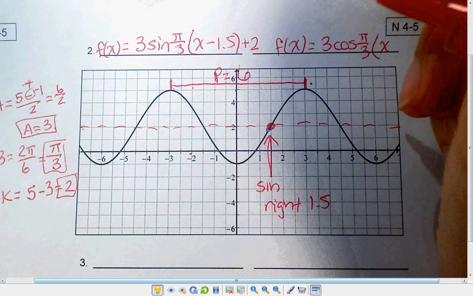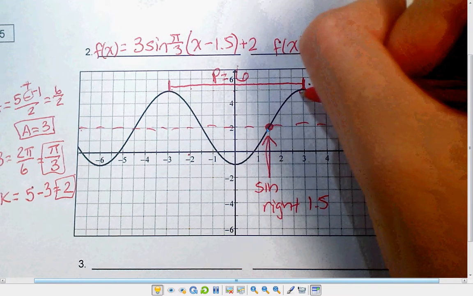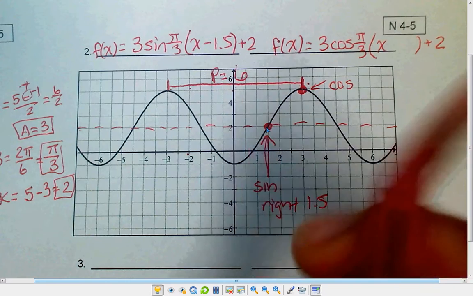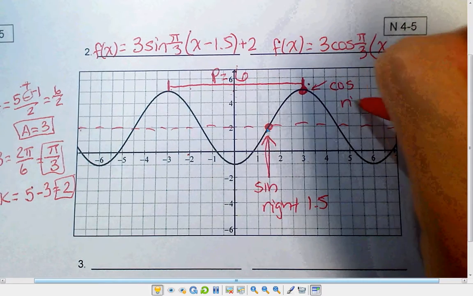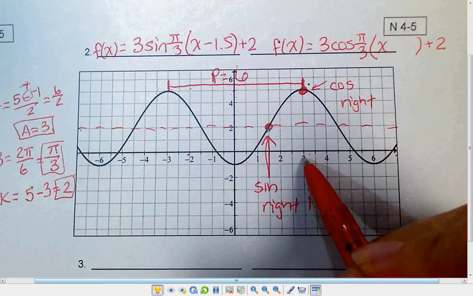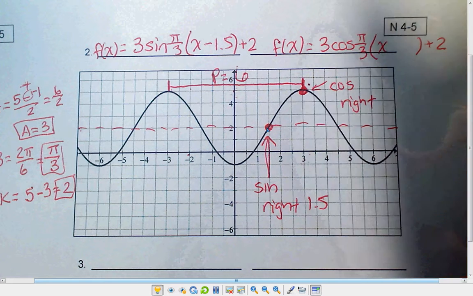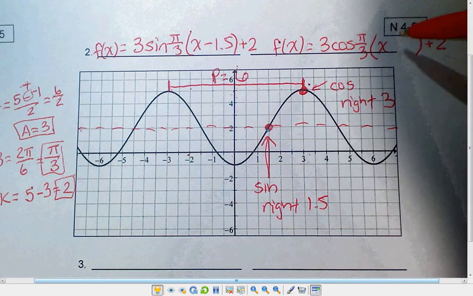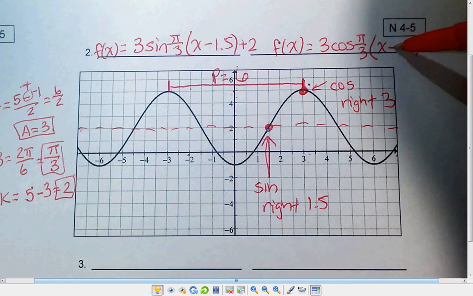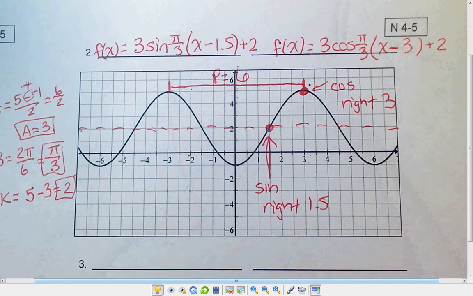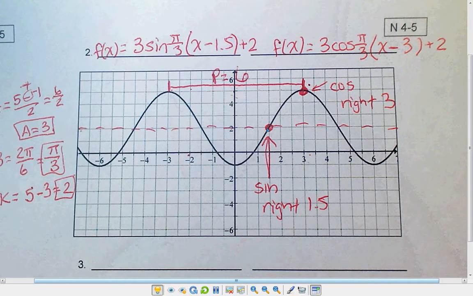For cosine, I want to start at the top, so let me choose this point right here. And this one has moved to the right as well. And this one has moved 3 units to the right, because right here is 3, so it's moved all the way up to the 3. Which means, again, right means you're subtracting because it's the opposite, so you have x minus 3. And here are your 2 final equations that will give you this graph.